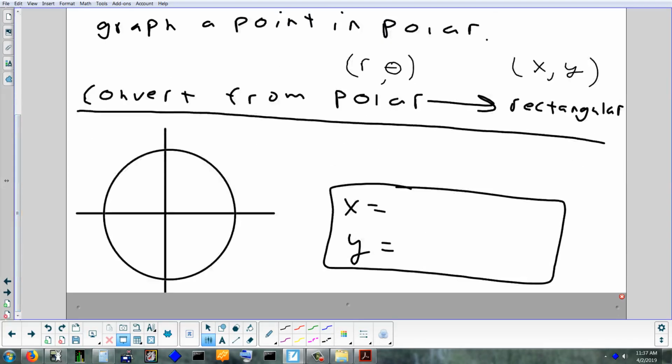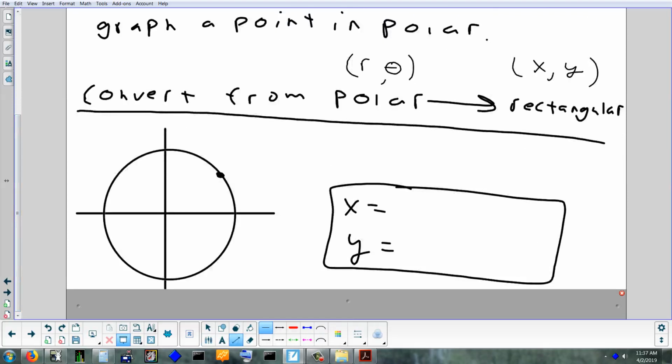So, there's our circle. Let's put a point. It doesn't really matter where you put it, just put it anywhere on the circle. And let's pretend that that's a point in polar. So I would know two things about it. I would know that distance, that would be the radius. So I would be given that piece of information, and I would also be given the angle.